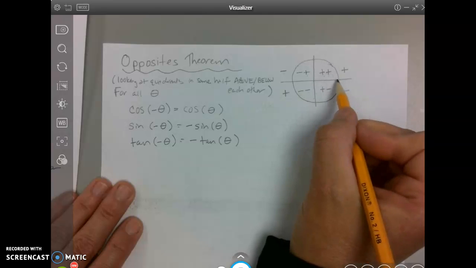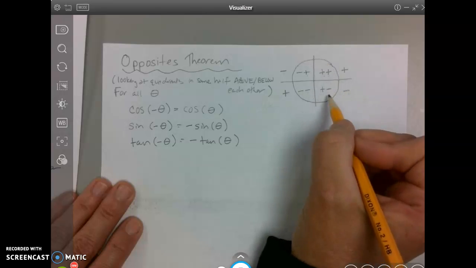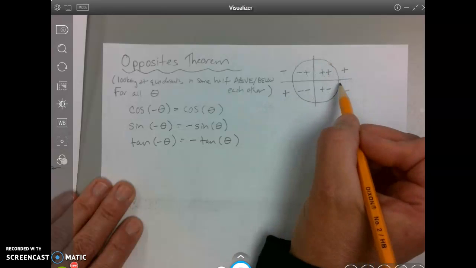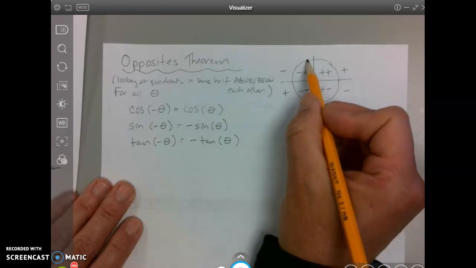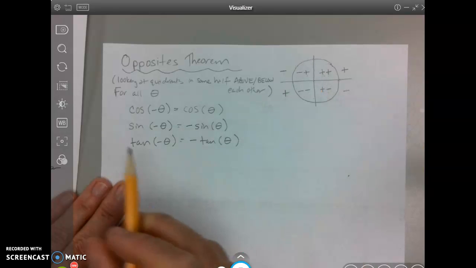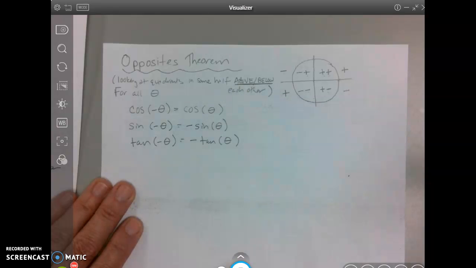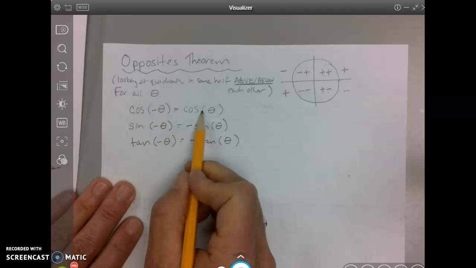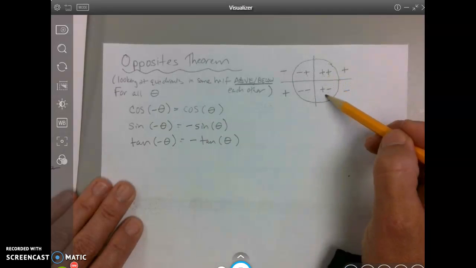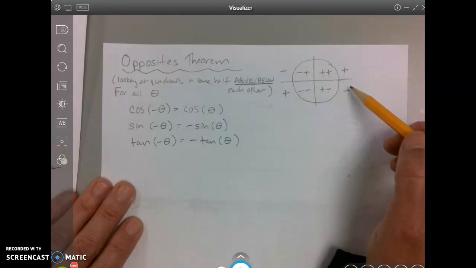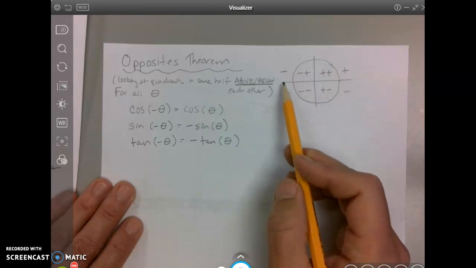Because 50 degrees, negative 50. Notice they're in quadrants above and below. 95 versus negative 95. Above and below one another. So in the opposites theorem, we're looking above and below. And the cosine stays the same, because look at cosine above and below, plus, plus. But look at sine, plus, minus, and look at tangent, plus, minus.